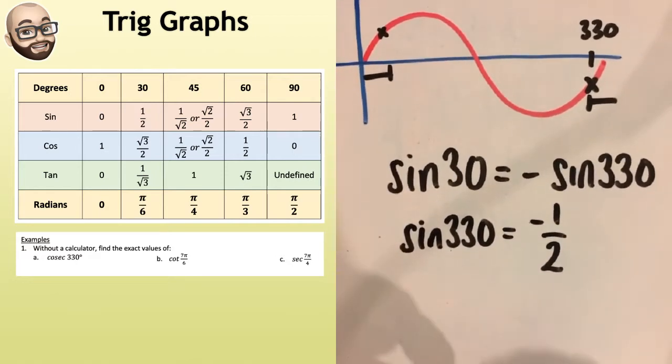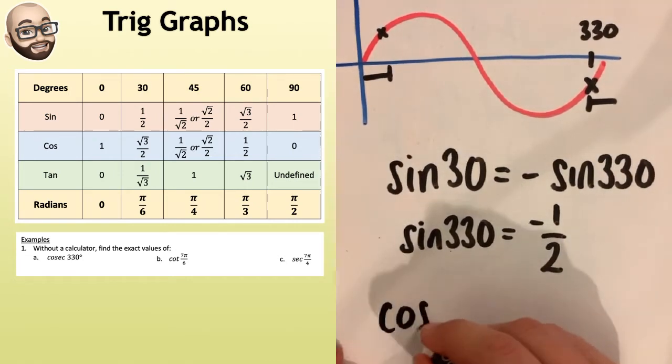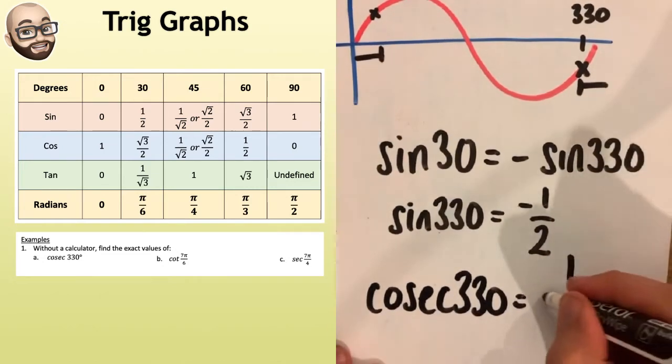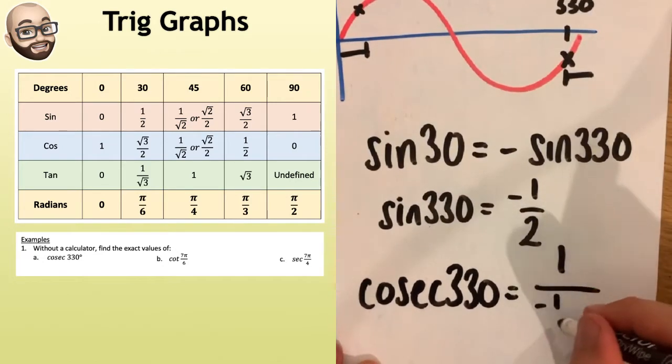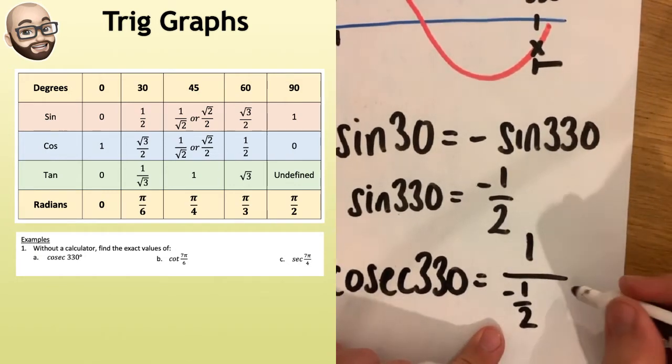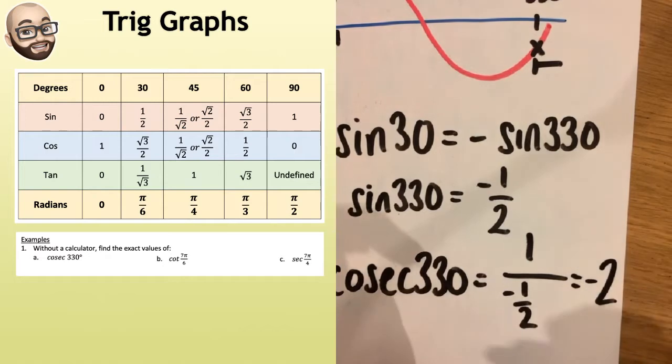And now we need to work out what cosec of 330 is. Well, cosec is 1 over sine. So if I do 1 over minus a half, that'll tell me what cosec 330 is. So cosec 330 is 1 over minus a half. In other words, it's the reciprocal of minus a half, which is going to be minus 2.